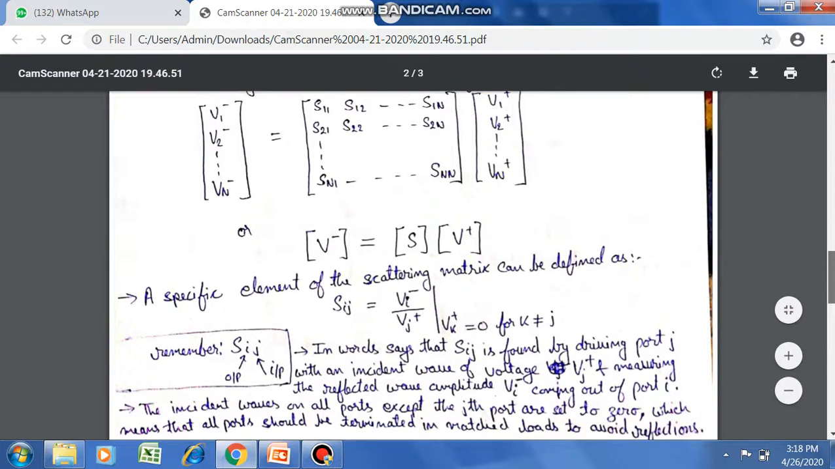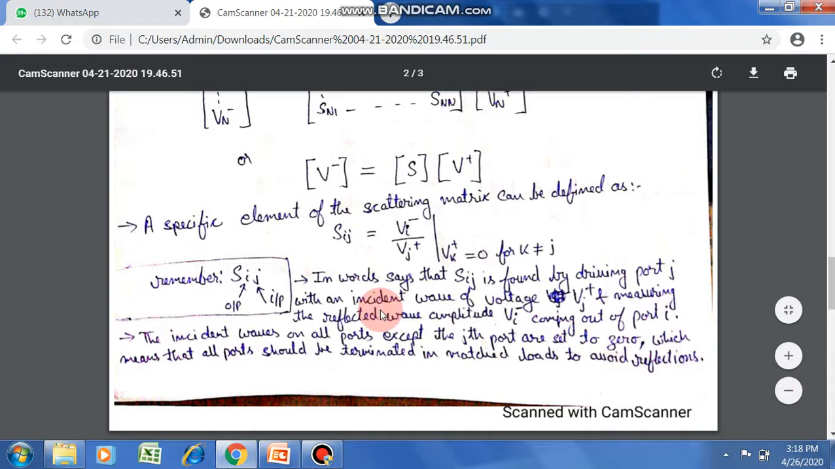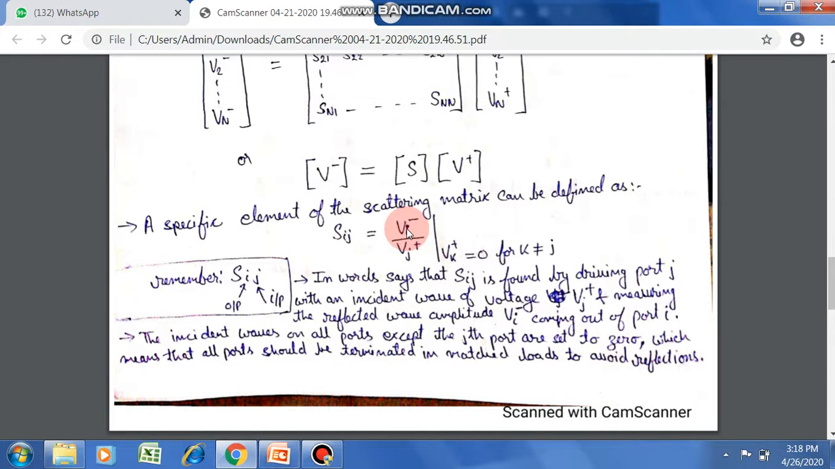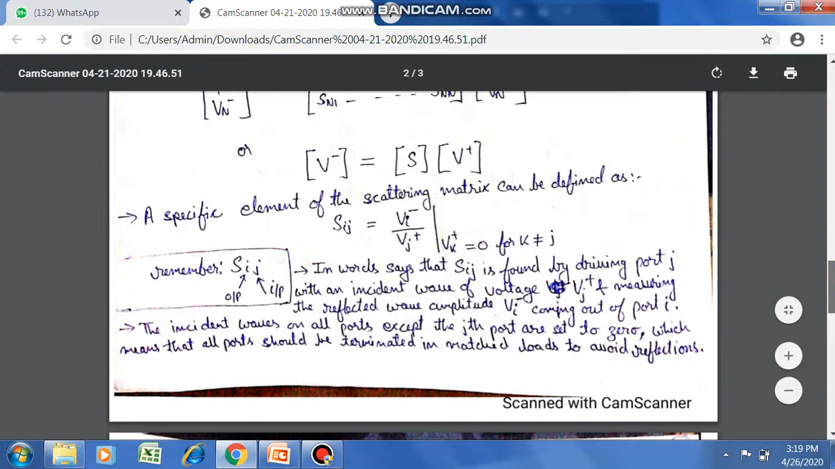If you want to see in words, what does it mean? This Sij means input voltage in the denominator and output reflected voltage in the numerator, and all other ports are terminated in a matched load to avoid any reflection from the other ports. If you do not match all other ports, then your answer will not come out right. So you have to make all incident voltages at all ports zero, apart from these two ports. So this is your S parameters.